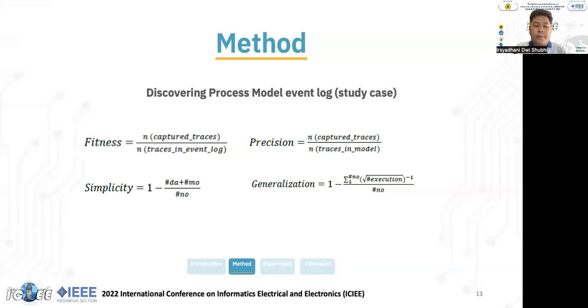And the third is simplicity, which represents the complexity of a process model. The formula is 1 minus the sum of #DA, the number of redundant activities, plus #MO, the number of operators not reflected in traces of the event log, divided by #NO, the number of operators. And the fourth is generalization, which reveals how well the model can support unexpected traces. The formula of generalization is 1 minus the sum over 1 to n of #execution divided by #number. #Execution means the number of operators executed in traces of the event log, and #number is the number of operators.